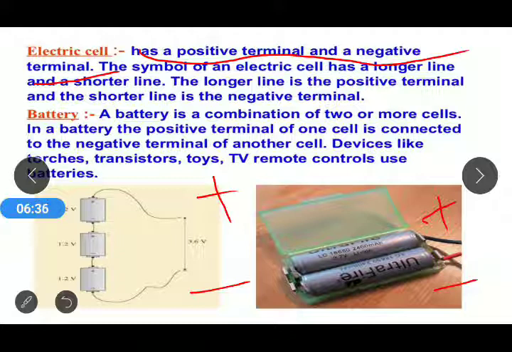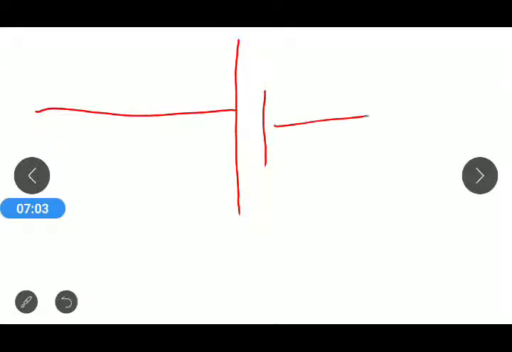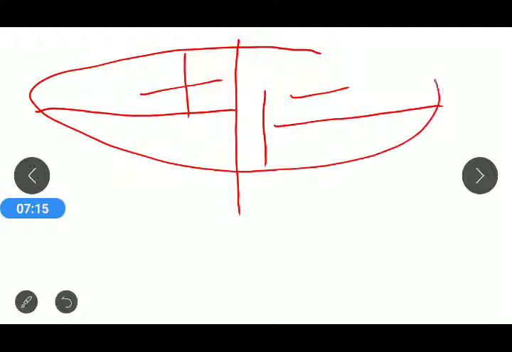So what definition has been given? In an electrical cell, there is a positive terminal and a negative terminal. The symbol of an electrical cell has a longer and a shorter line. That means if you try to make the symbol of a cell, there is a bigger line and a shorter line, parallel to each other. The bigger line represents the positive terminal and the shorter line represents the negative terminal. This is the symbol of an electrical cell.